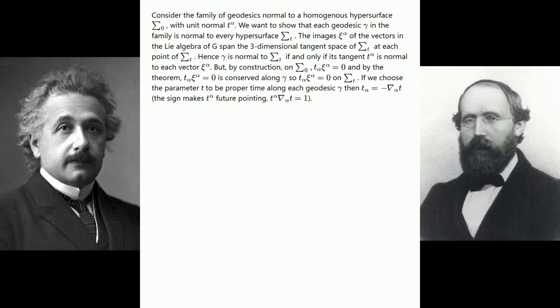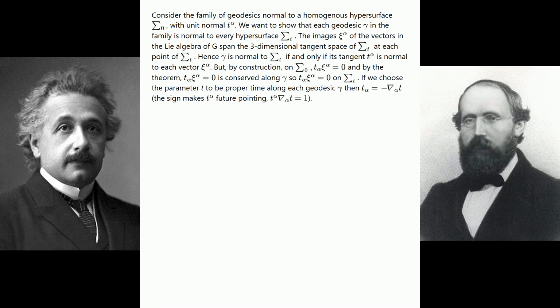Consider the family of geodesics orthogonal to a homogeneous hypersurface Σ_0, with unit normal T^α. We want to show that each geodesic γ in the family is orthogonal to every hypersurface Σ_t. The images ξ^α of the vectors in the Lie algebra of G span the three-dimensional tangent space of Σ_t at each point of Σ_t. Hence γ is orthogonal to Σ_t if, and only if, its tangent T^α is orthogonal to each vector ξ^α.